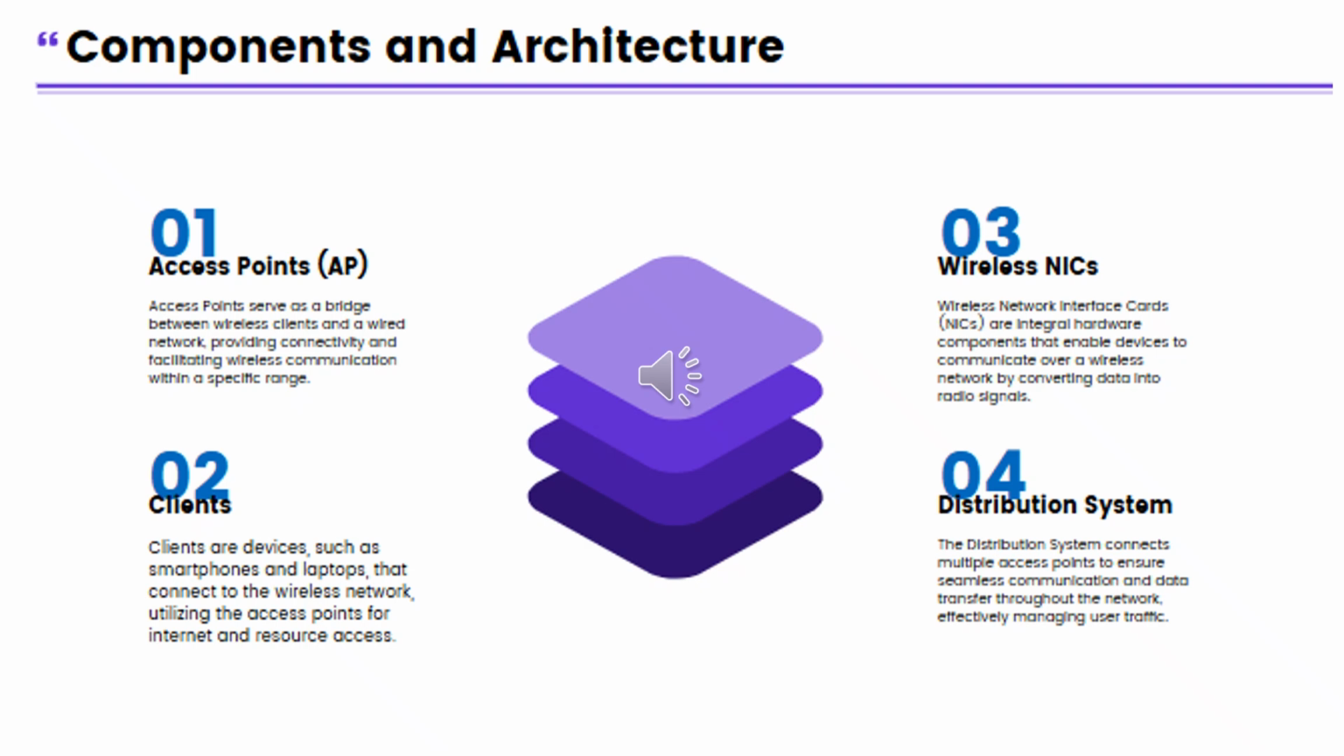Third, we have wireless NICs, or network interface cards. These are essential hardware components embedded in the client devices. They enable communication over a wireless network by converting digital data into radio signals. And lastly, the distribution system. These systems link multiple access points together, allowing seamless communication across the entire network. It ensures efficient data transfer and manages the traffic effectively. Together, these components create a robust and scalable wireless network infrastructure.